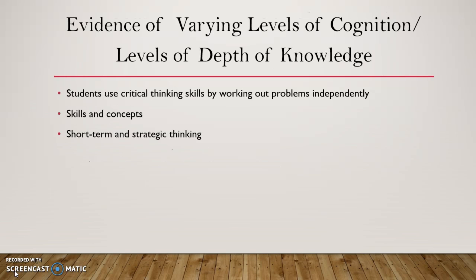And that being the case, it showed levels of cognition because they were able to use critical thinking skills by working out problems independently. So if Mr. Pronovost, I'm sorry, I forgot his name, but if he was unable to work with that child individually at that moment, they were able to actually use different levels of cognition by writing on the board, using their fingers, and just working those problems out on their own. Depths of knowledge, they definitely dealt with the different skills and concepts. And then the short-term and strategic thinking, again, it goes back to how they were able to just work through the problems.